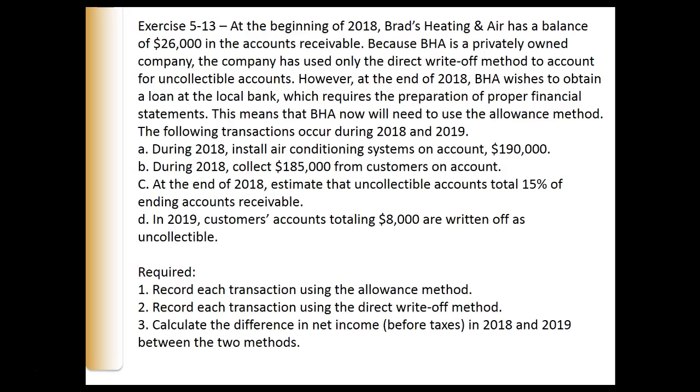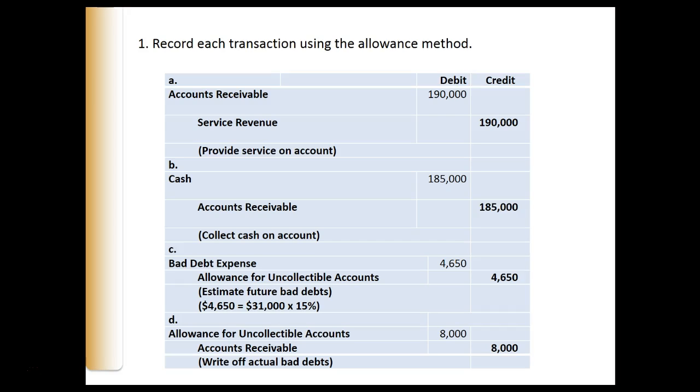So we've got our four transactions we're going to use the allowance method on. The first one, install air conditioning systems on account, and then what was collected, the 15% estimate of uncollectibles, and what was written off. So for the allowance method, the first will be a debit to accounts receivable of $190,000 and a credit to service revenue for $190,000, providing services on account. Then we show collecting the cash: debit to cash of $185,000, credit the accounts receivable.